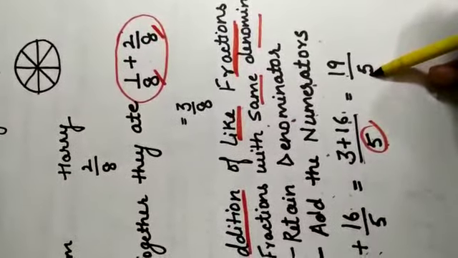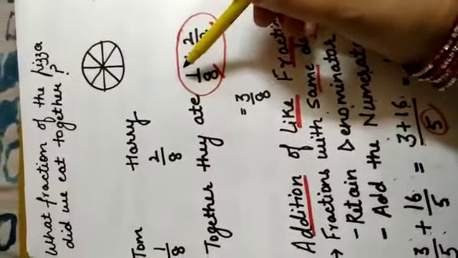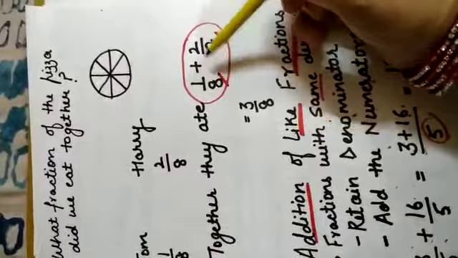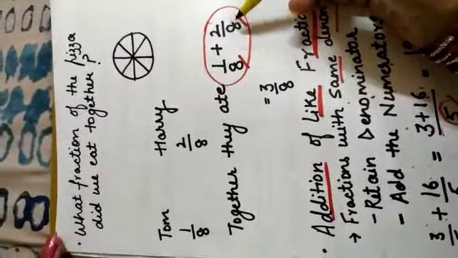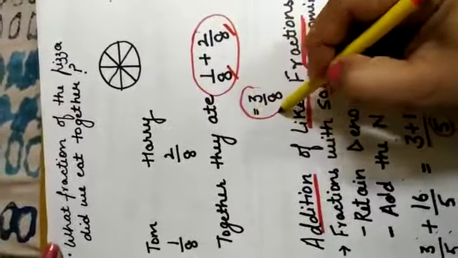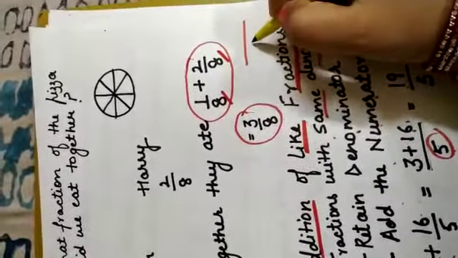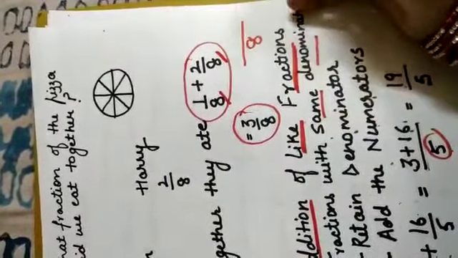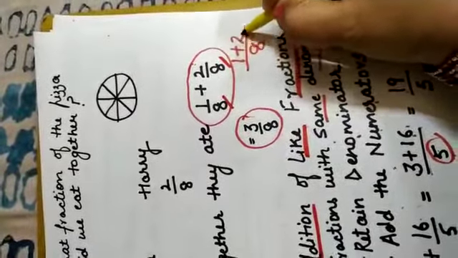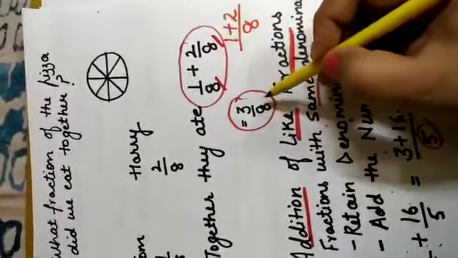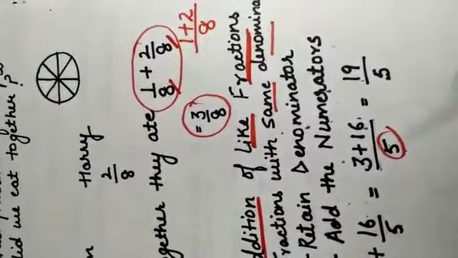Let us go back to the pizza eaten by Tom and Harry again. So, here we had Tom ate 1/8 of the pizza and Harry ate 2/8 of the pizza. So, all together they ate 3 by 8 of pizza. Now, how 3 by 8? Retain the common denominator, that is 8, and the second step, add the numerators. 1 plus 2, that is 3 upon 8. This is how we add like fractions.